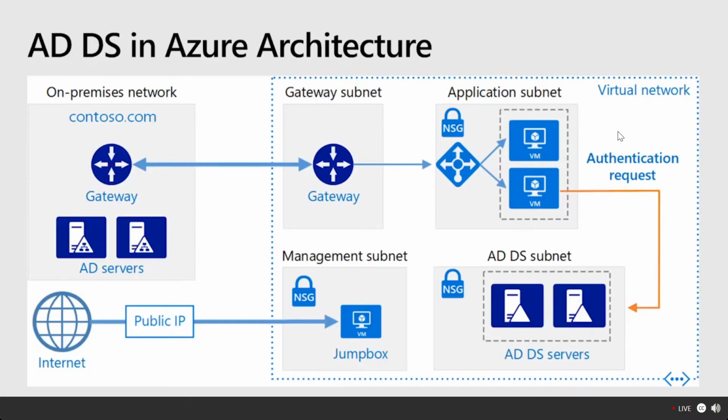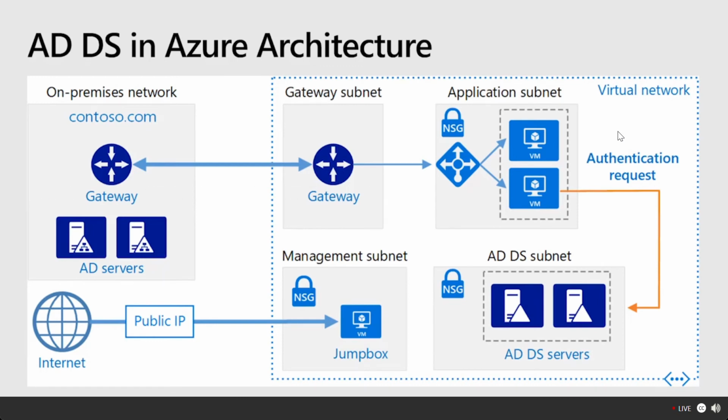When we're talking about Active Directory Domain Services inside our Azure architecture, this diagram shows Contoso.com having a physical branch with their VPN gateway and their standard Active Directory servers. They connect to Azure through their VPN gateway. And then inside the virtual network in Azure, we have these AD DS servers. We're putting them in a separate subnet and we're protecting them with a network security group to provide a firewall to protect against unexpected traffic sources.